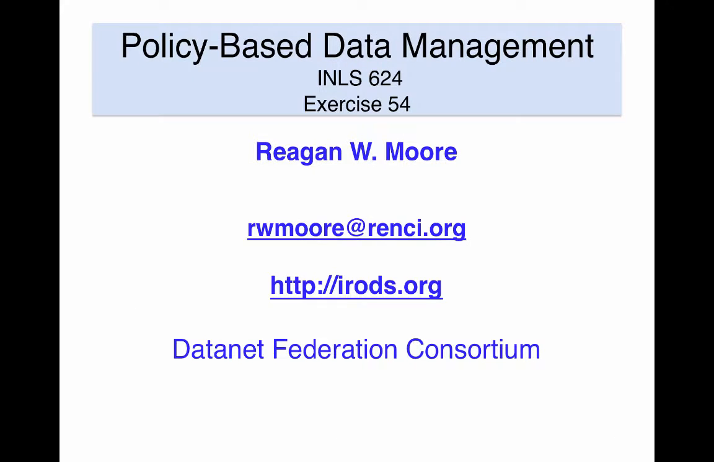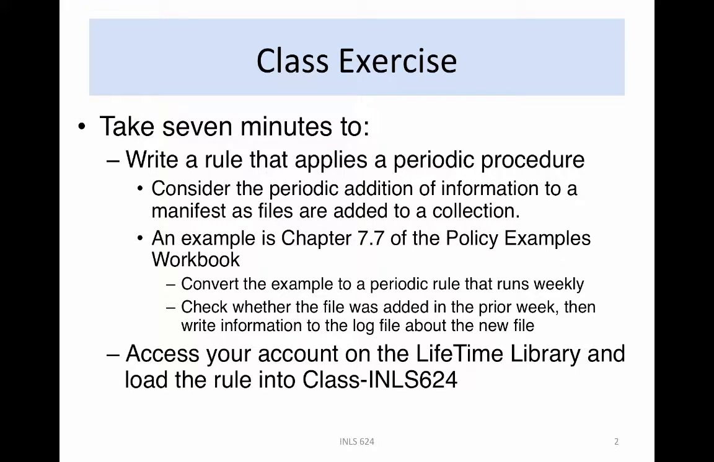Take 7 minutes and complete exercise 54. Write a rule that applies a periodic procedure. Implement the periodic addition of information to a manifest as files are added to a collection. An example is in Chapter 7.7 of the Policy Examples Workbook. Convert the example to a periodic rule that runs weekly. Check whether the file was added in the prior week, then write information to the log file.